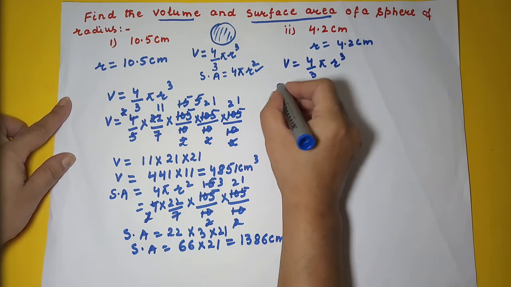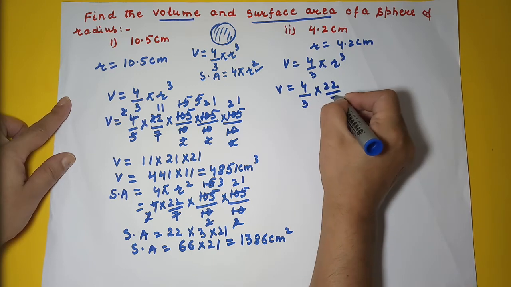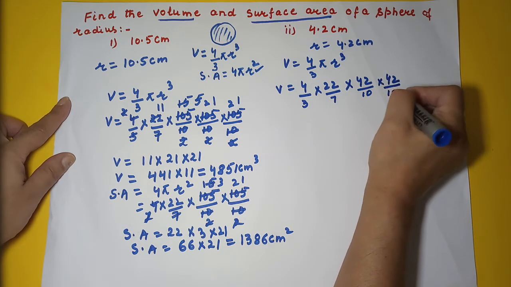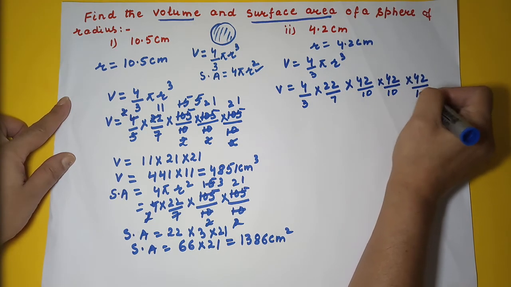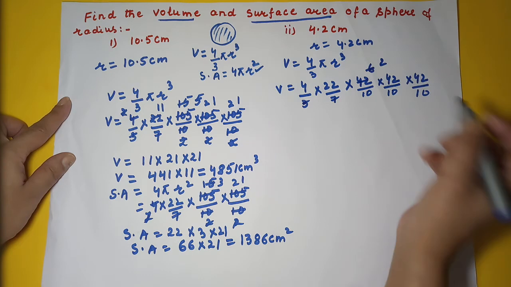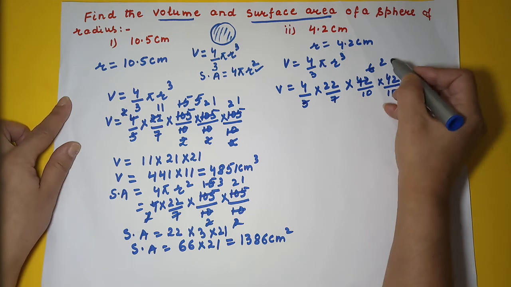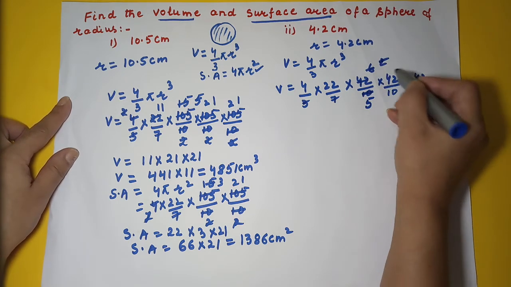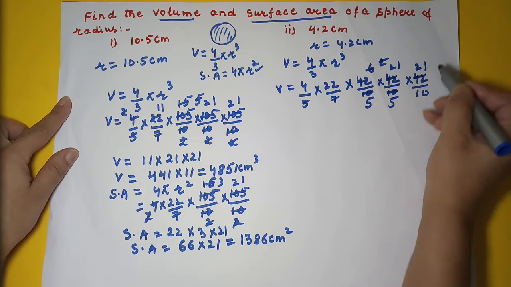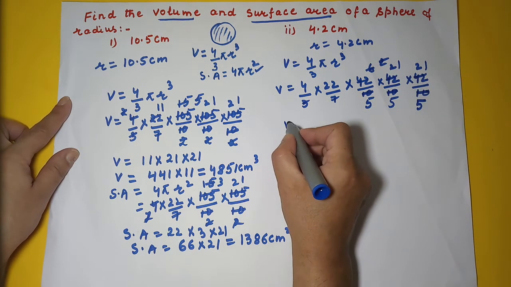Always write the formula first and then you substitute the values. 4 by 3 into 22 by 7, and r is 42 by 10 into 42 by 10 into 42 by 10, right? So 7 6s are 42, 3 and 2s are, 2 5s are, so here 2 2s are, 2 1s are, 2 5s are, 2 2s are, 2 1s are, and 2 5s are.